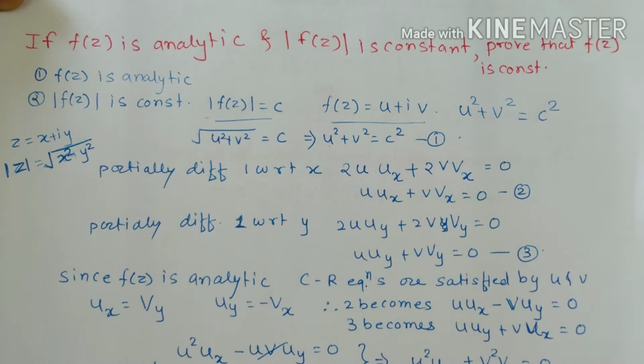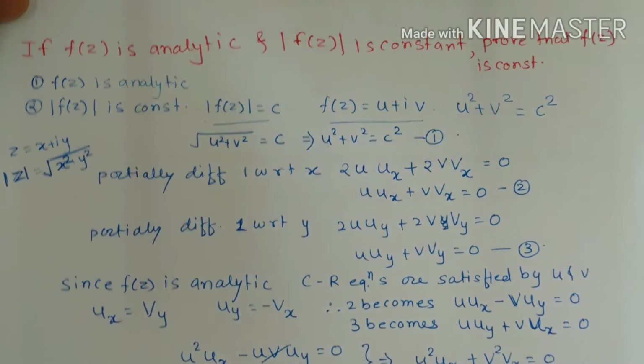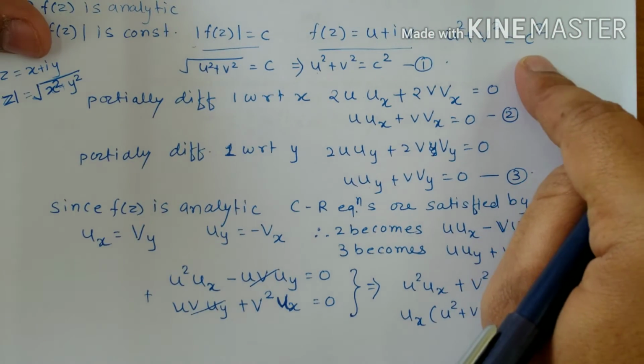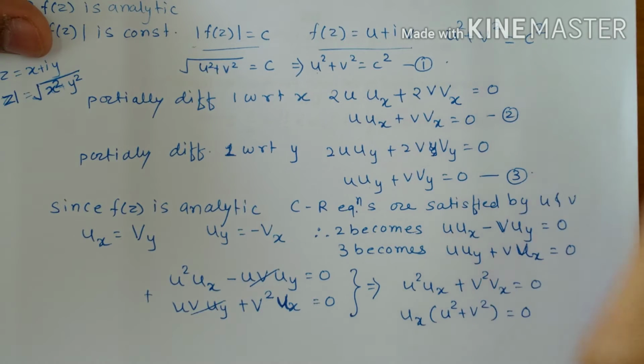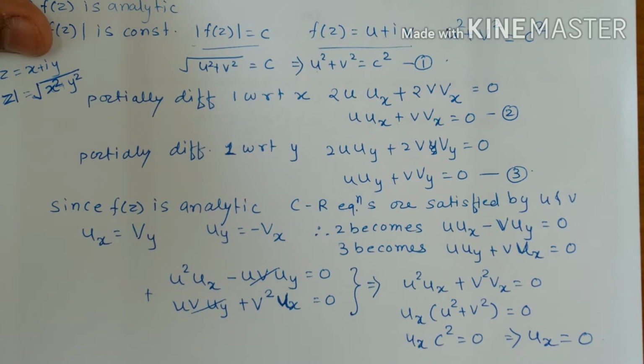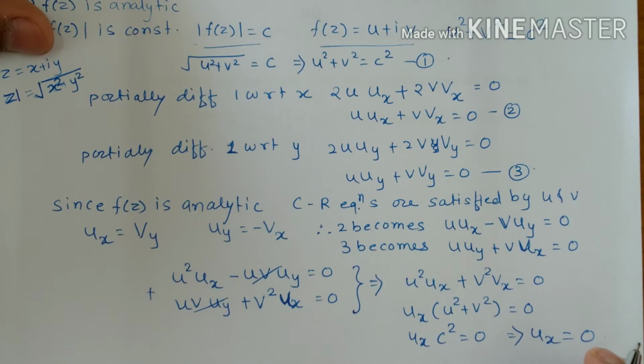But what is u square plus v square? Yes, we have already derived that value. u square plus v square is c square from the given information. Hence we have ux into c square is equal to 0. This implies ux is equal to 0. Are you clear with that? That means the partial derivative of u with respect to x is 0.